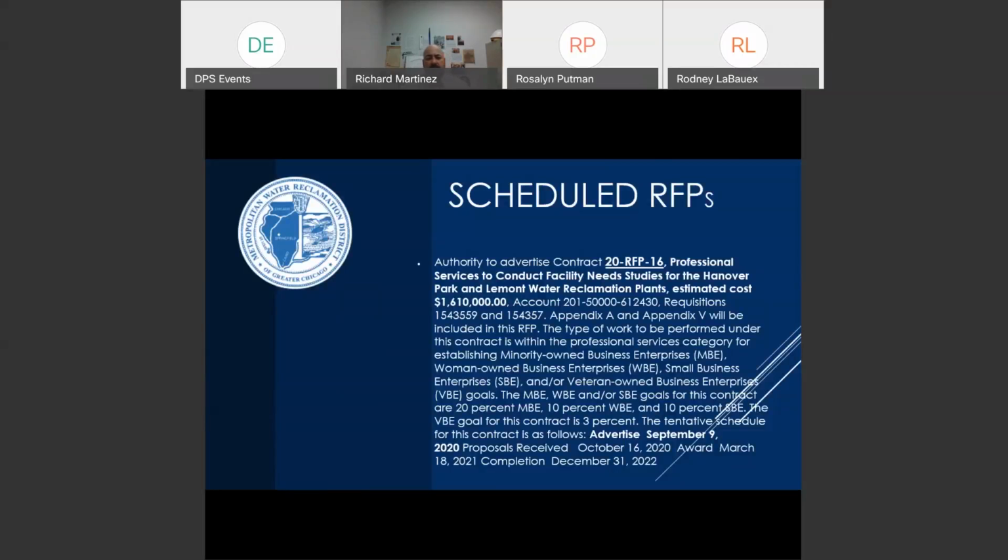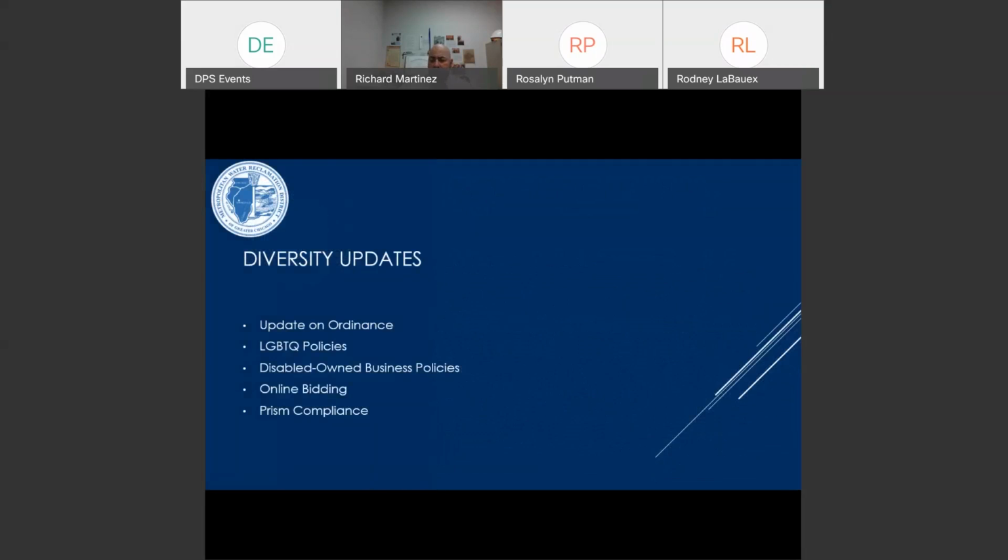We also have RFPs. This is a current RFP that I believe is out on the street. This is 20 RFP 16, professional services to conduct facility needs studies for the Hanover Park and Lamont Water Reclamation Plant. Once again, you can find this information on our website under Doing Business with Us, under Procurement Services.